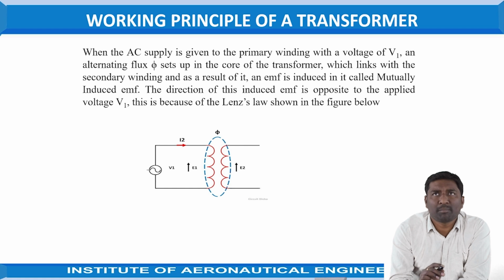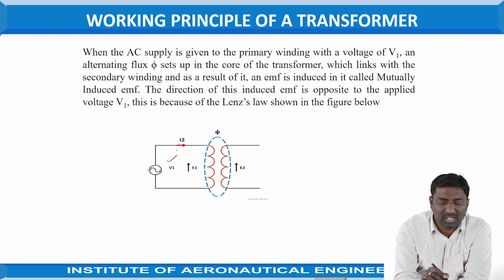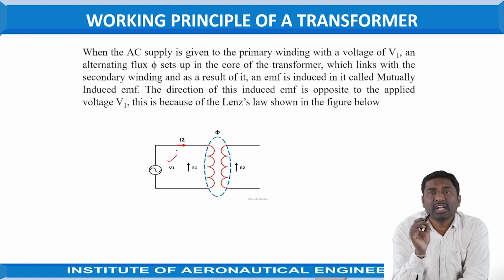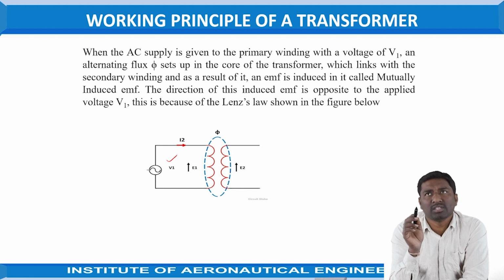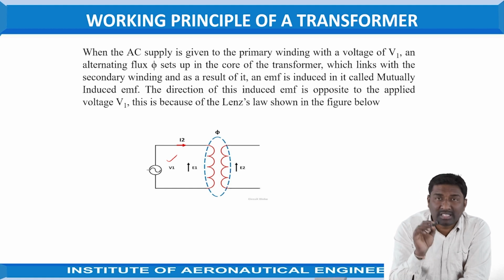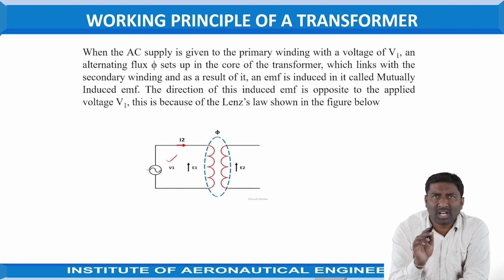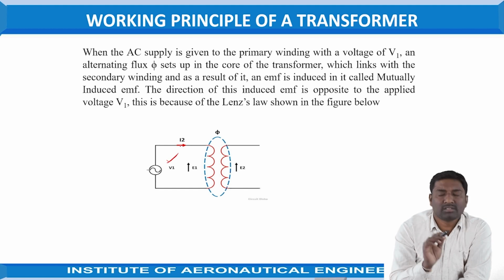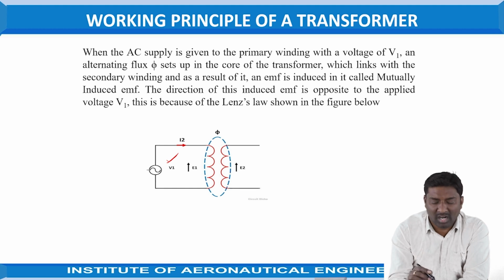When the AC supply is given to the primary winding with a voltage of V1, an alternating flux will be set up in the core of the transformer. That flux links with the secondary winding, and as a result an EMF will be induced in the secondary winding. That is called the mutually induced EMF. This induced EMF direction is always opposite to the supply voltage V1. This is because of Lenz's law, according to this figure.